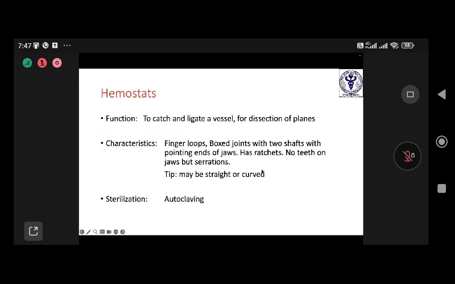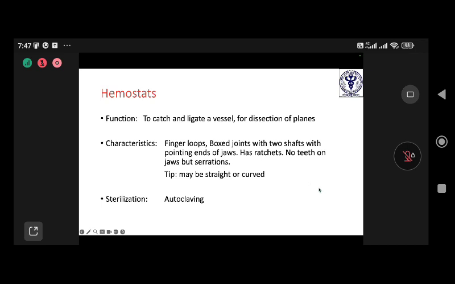Then comes the hemostat. Like I said earlier, the primary function of a hemostat is to catch and ligate a vessel. It is also used for dissection of planes, particularly in superficial surgery, or dissection around a vessel, or around lymph nodes also. Because it essentially helps you in developing a tissue plane, it helps in dissection. Typical characteristic, again: this is a finger-loop instrument with a box joint, two shafts, and pointed ends of the jaws. Now, it has a ratchet because many times you have to lock it and make it stable so that you can take a ligature around that.